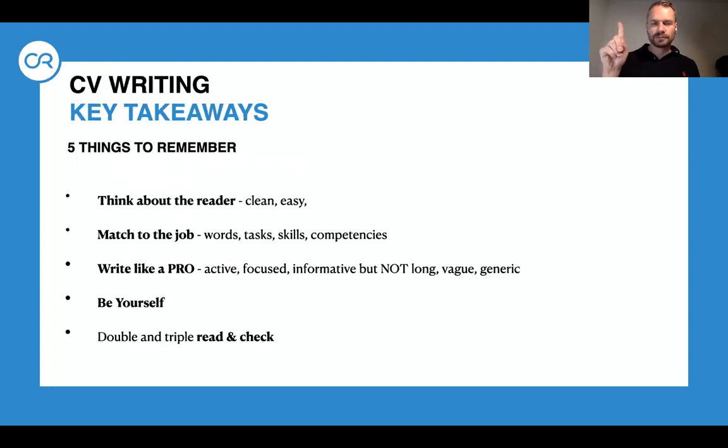Think about the reader, match to the job, write like a pro, be yourself, and double and triple check.